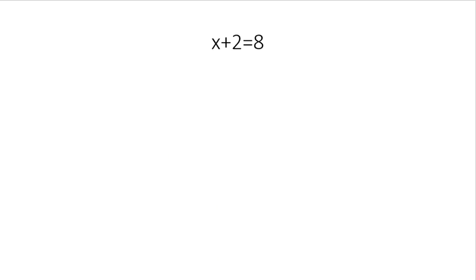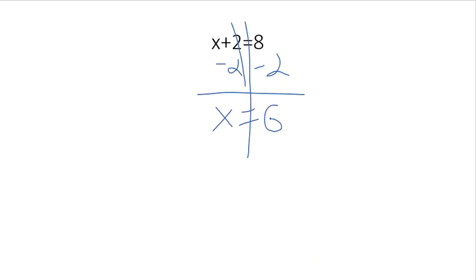This is a one-step equation. All we're going to do is find some number that we can subtract from 2 to get x by itself. To be the opposite of plus 2, it's going to be minus 2. We subtract 2 from both sides. This gives us 2 minus 2 is 0, so we can cross it out, leaving us with x is equal to 8 minus 2, which is 6. So our answer for this one step is x is equal to 6.